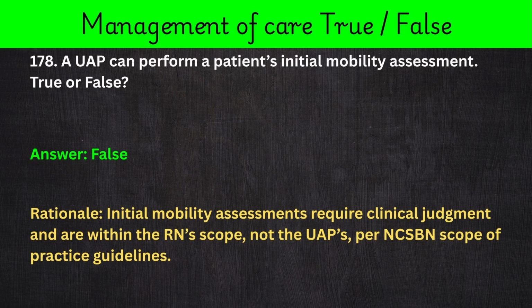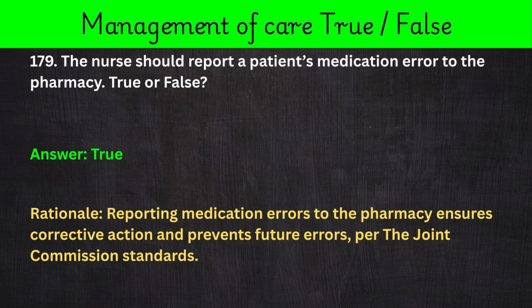179. The nurse should report a patient's medication error to the pharmacy. True or false? Answer: true. Rationale: reporting medication errors to the pharmacy ensures corrective action and prevents future errors, per the Joint Commission standards.